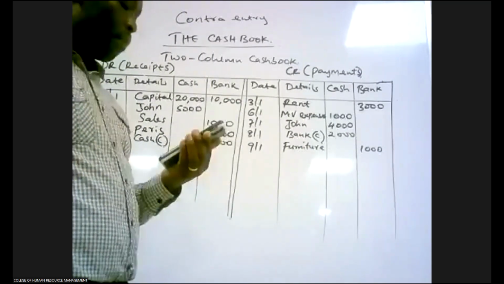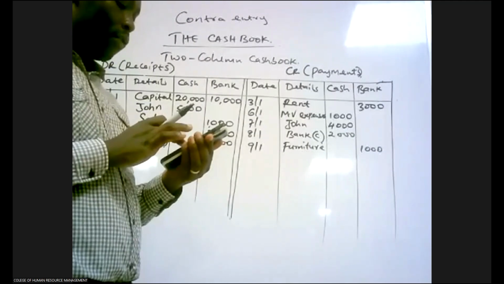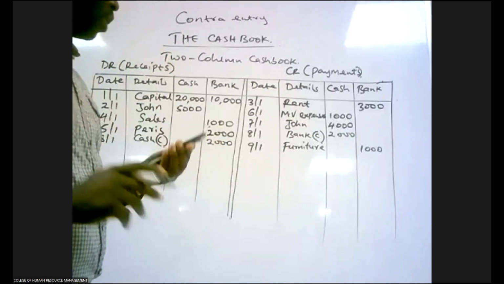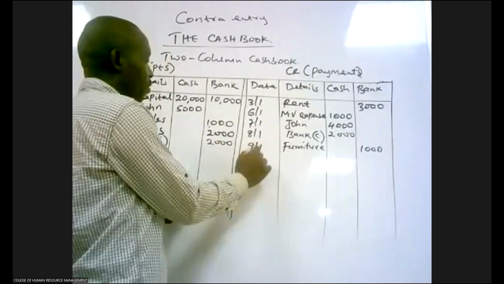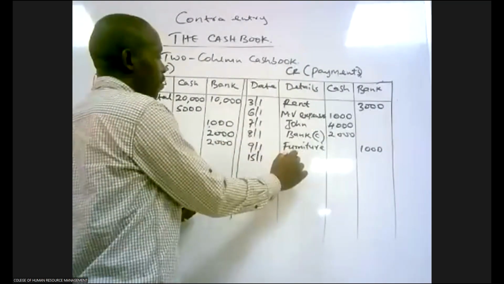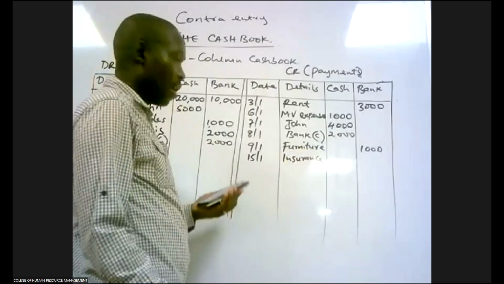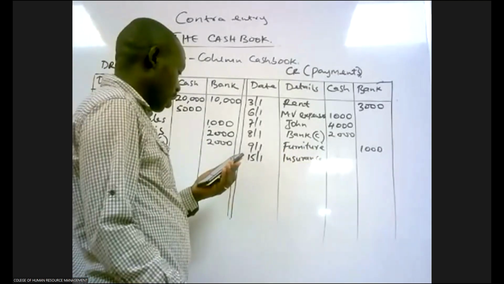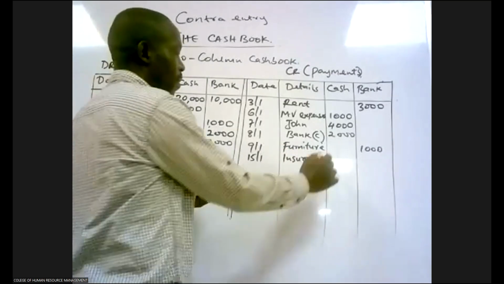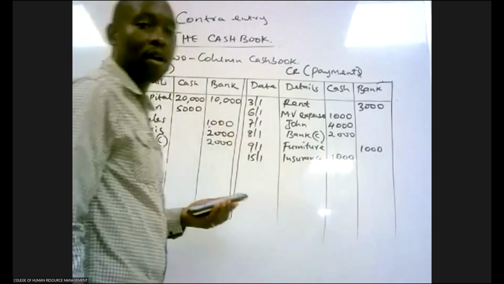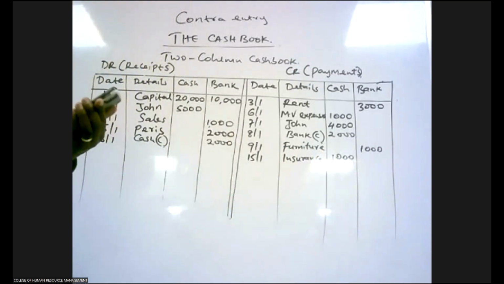Then on 15, paid business insurance premium of 1,000 via cash. So come here on 15/1, what we pay is insurance. Right there, insurance, and we are told it was 1,000 via cash. So you put it there, it's 1,000, 1,000 via cash.